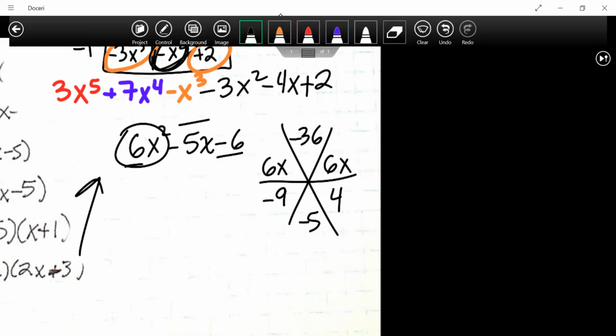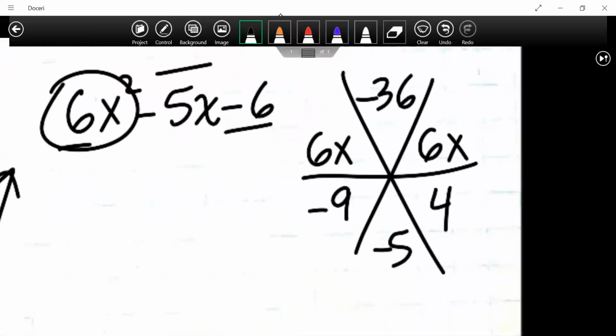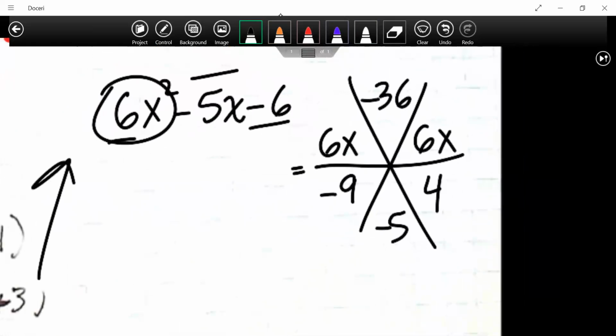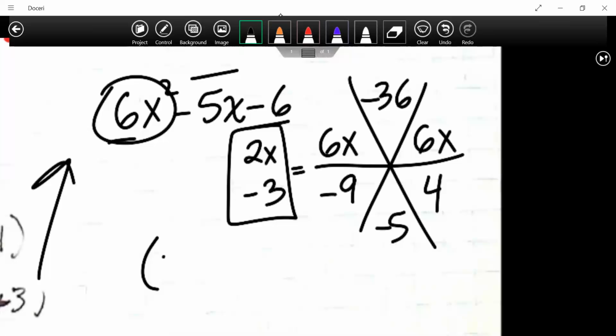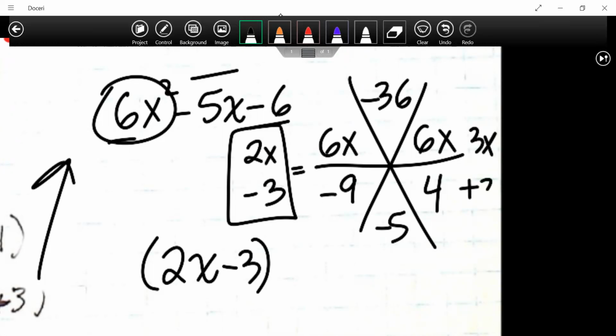So these become our factors, but we want to be able to simplify if we can. 6 and 9 can be reduced down by what? By 3, right? 2x, divide everything up by 3. 3 becomes negative. So this is one term, 2x minus 3. And then the other side, can that be reduced? By 2. So this would be 3x plus 2. Is that what we get? We're okay?